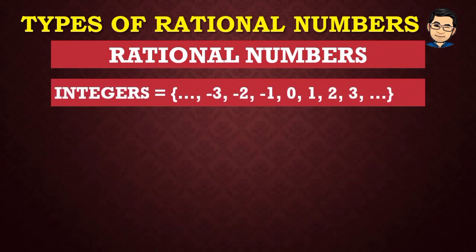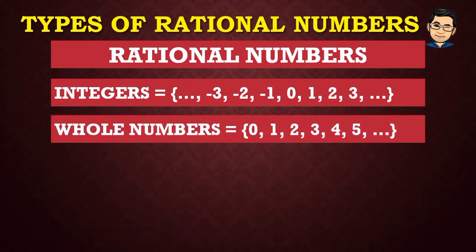The first one, the set of integers. As you can see, we have negative integers, 0, and positive integers. All integers are classified as rational numbers. What else? Whole numbers. Whole numbers start with 0, 1, 2, 3, and so on. In whole numbers, negative integers are not included. Whole numbers are only 0 and the set of positive integers.